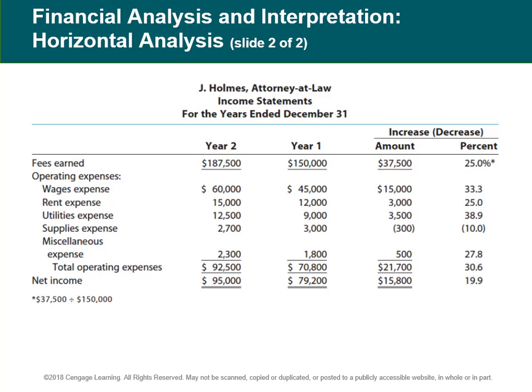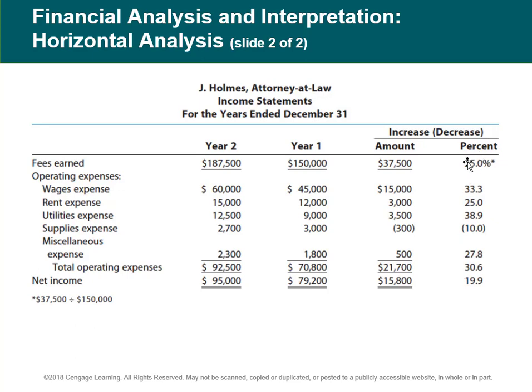Now here's an example. This is a service business. This guy's an attorney, and he's got fees earned year 1, 150, year 2, 187.50. The change in the account is $37,500, and that's 25% more income. Okay, but you can see here too that the wages went up, rent went up, utilities went up, supplies went down, and miscellaneous expense went up. So if you're going to have more income, chances are it's going to cost you more to make it. So his operating expenses increased by 30%.